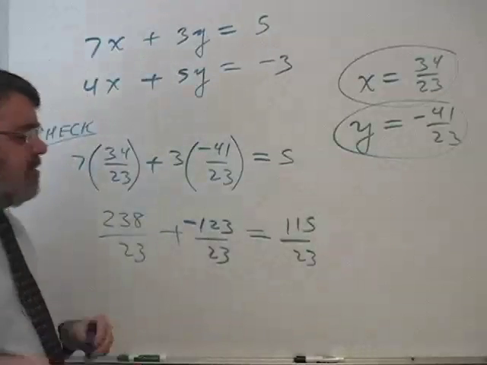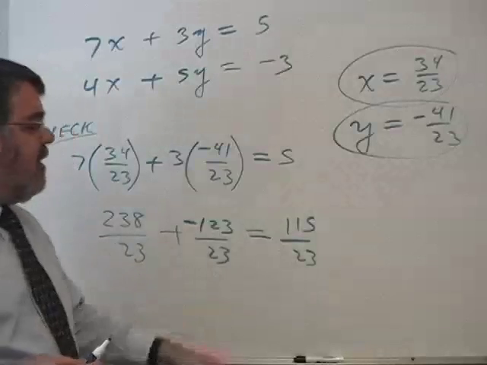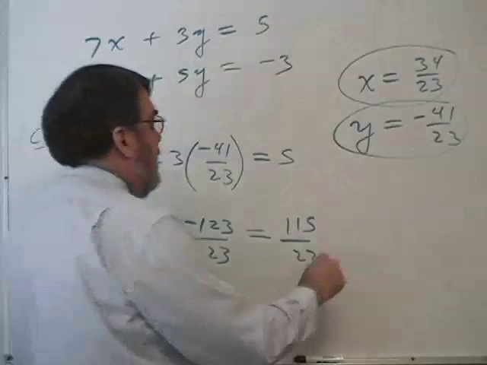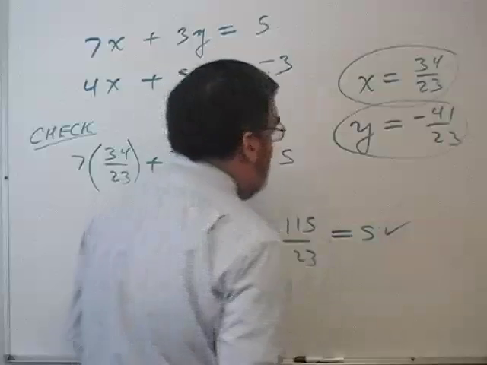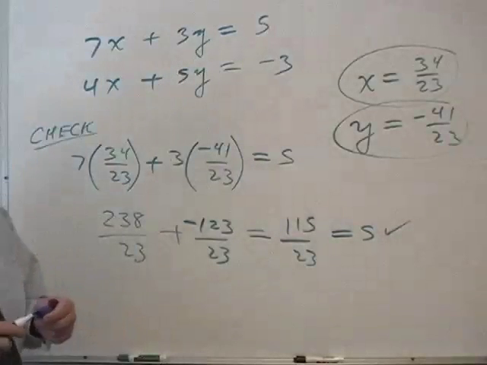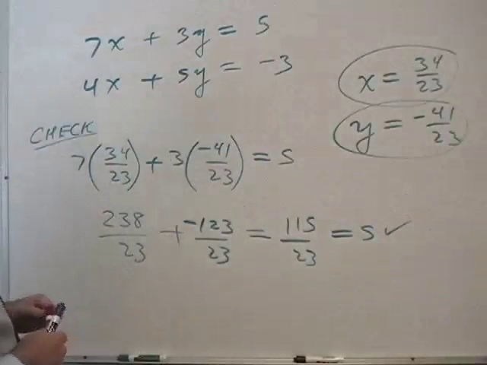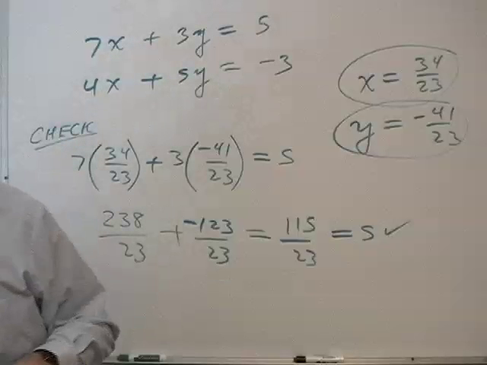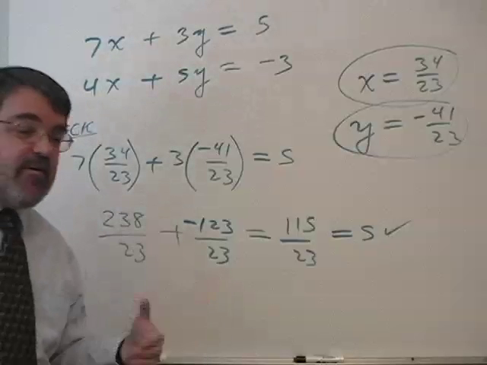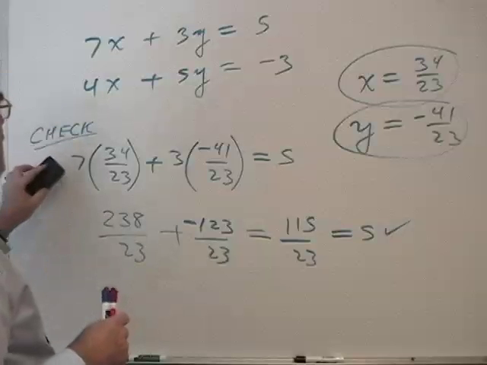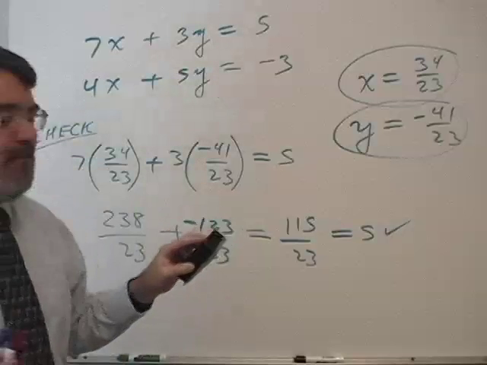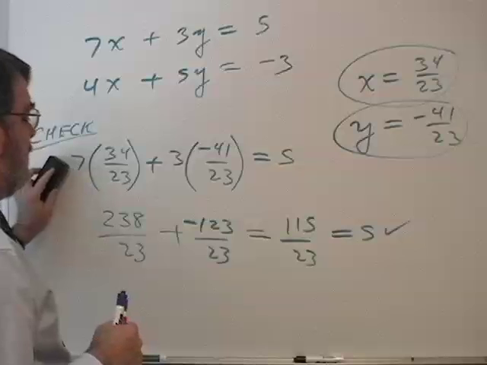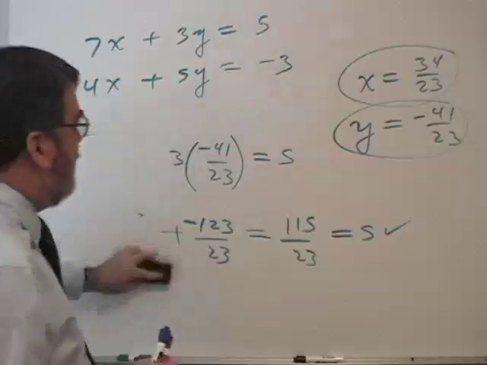And you can check that out. Use a calculator if you need to. But 115 divided by 23 is exactly 5. So that answer checks. And now let's go ahead and check the other equation. Because again, to check one equation without checking the other is almost a waste of time. So let me go check the second equation.